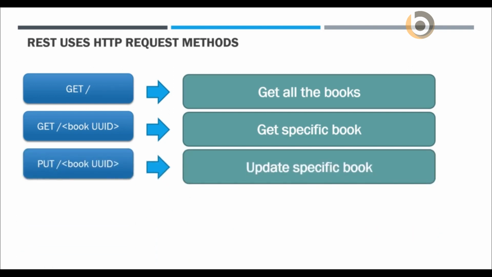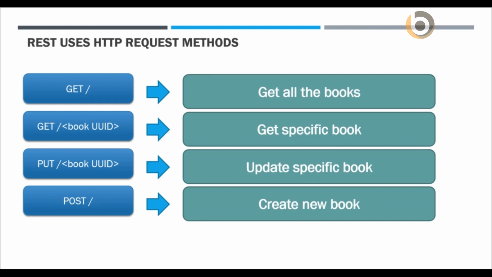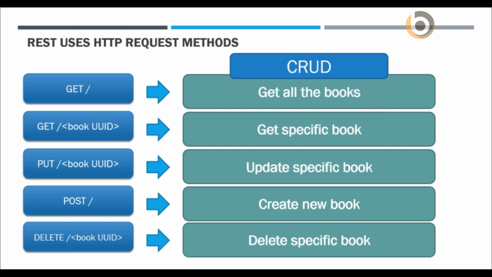put with a UUID path parameter and a request body of a JSON book to update a specific book, post with a JSON request body to add a book, and delete with a path parameter of a UUID to delete a book. So once again, we will be covering all CRUD operations. This wraps up the lecture on Books2 project overview, and I will see you in the next video.